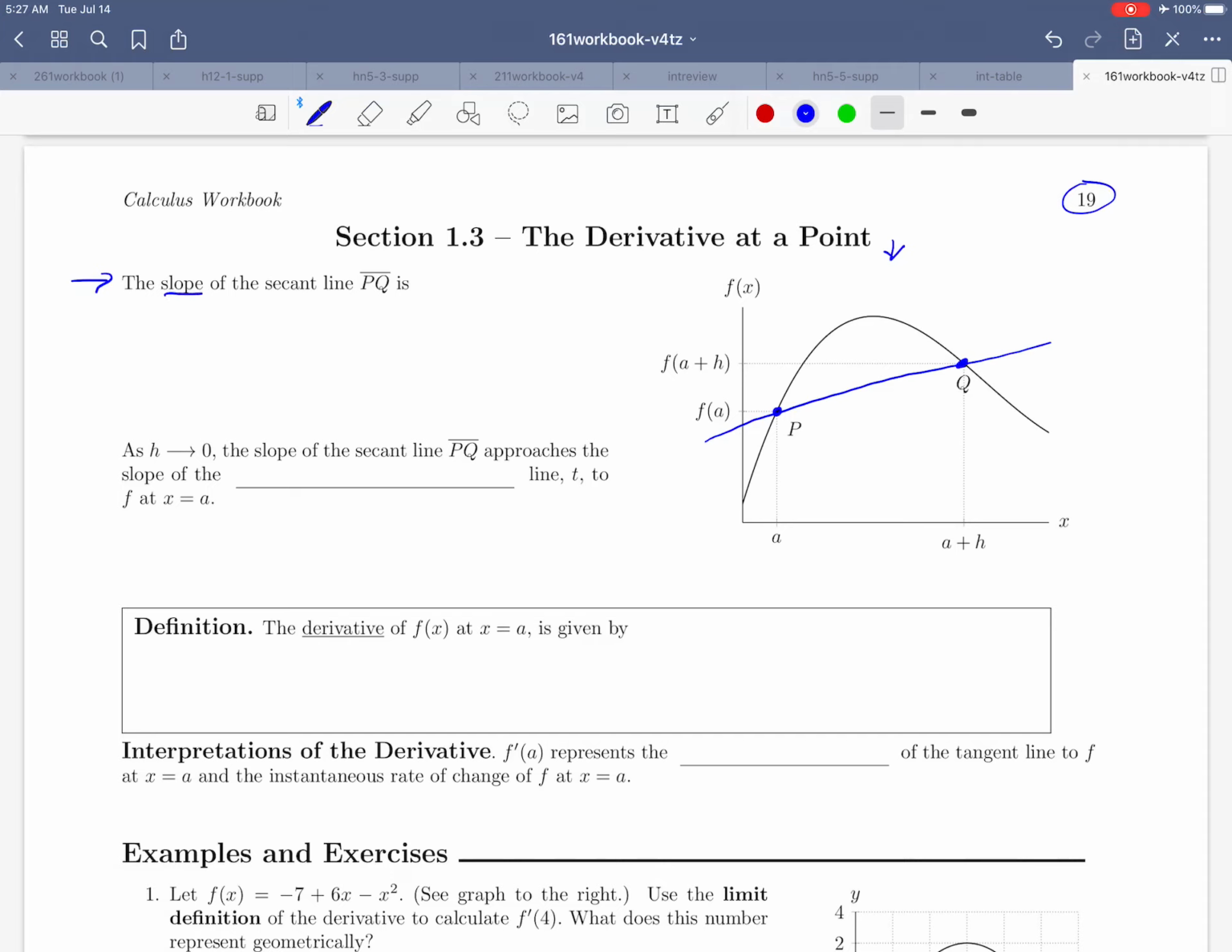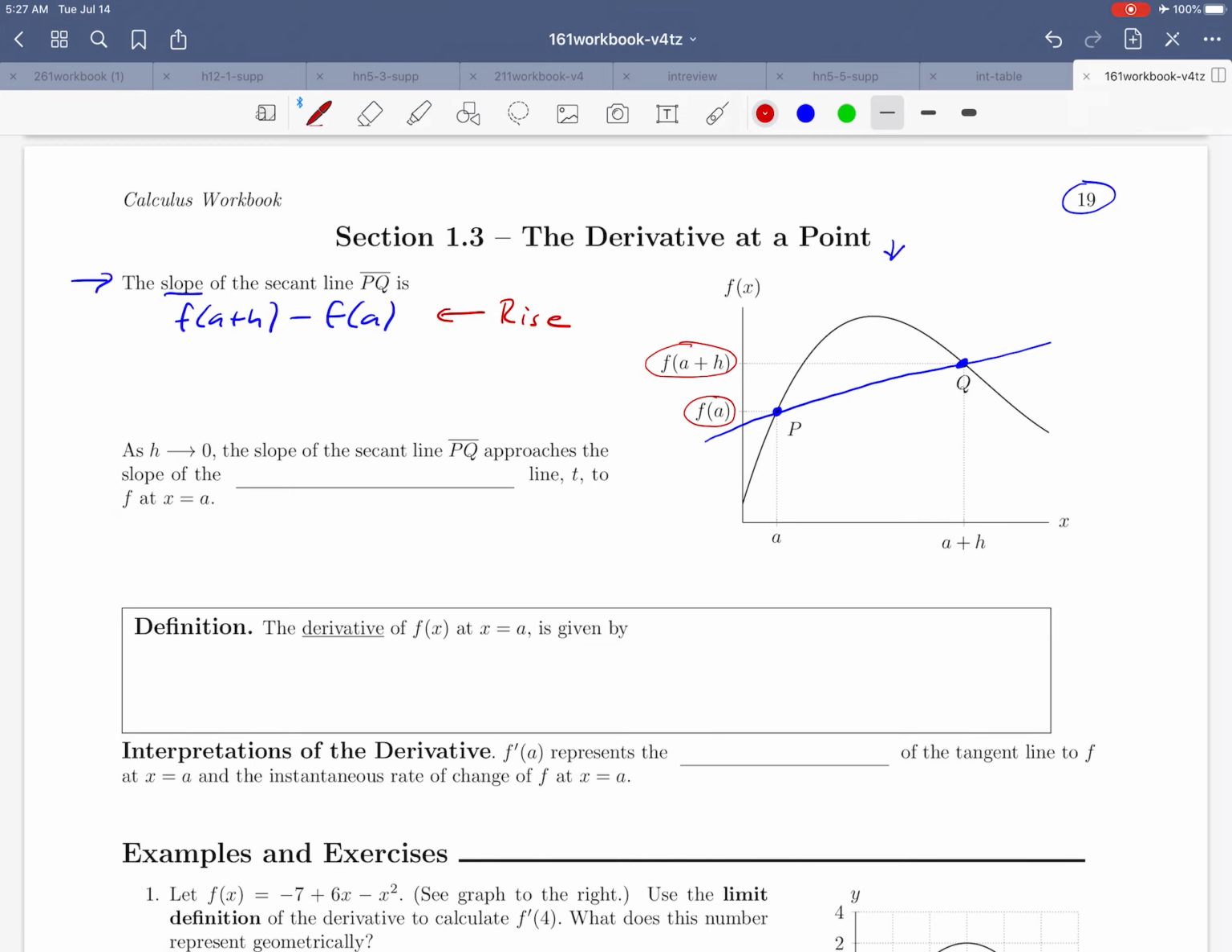Okay, so slope is about finding rise over run. So the first question that we could ask is, what's the vertical distance between P and Q? That would give us the rise, and we can see from our picture that that's just going to be the difference between f of a plus h and f of a. All right, so let's write that down and point out that that's the rise.